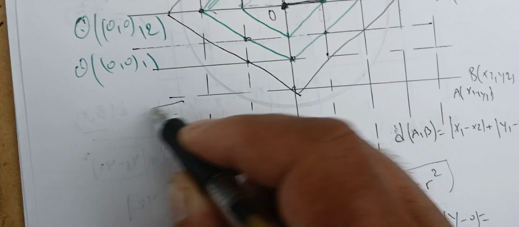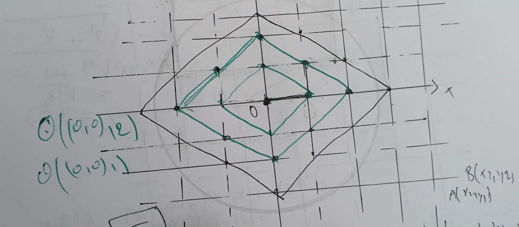What's the value of pi using this distance? Thank you very much.